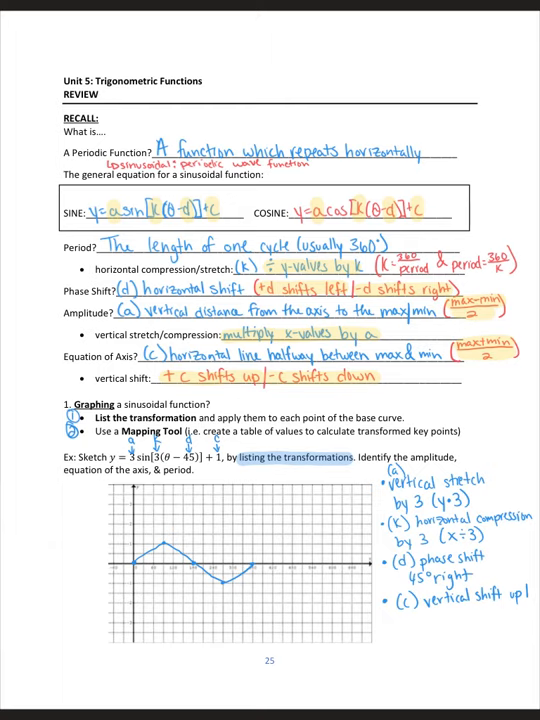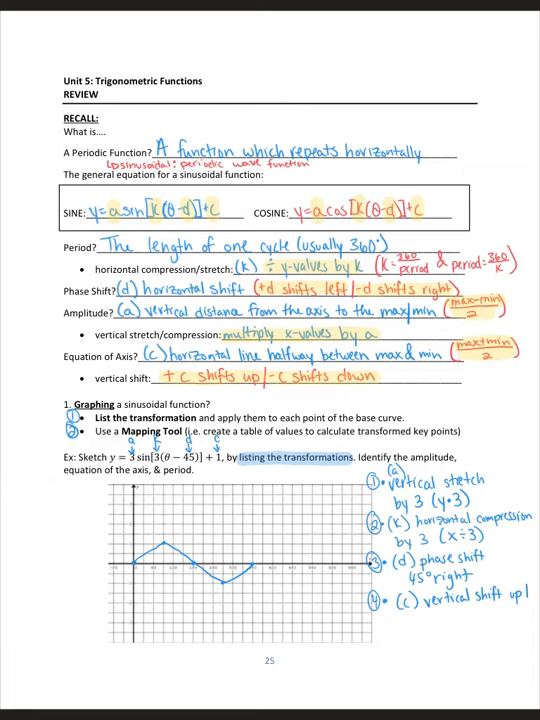Okay, so we're going to take all these transformations into account to transform this graph, and we're going to do them in the order that we list them. So we're going to do the vertical stretch, then the horizontal compression, then our phase shift, then our vertical shift. So let's try to transform this.